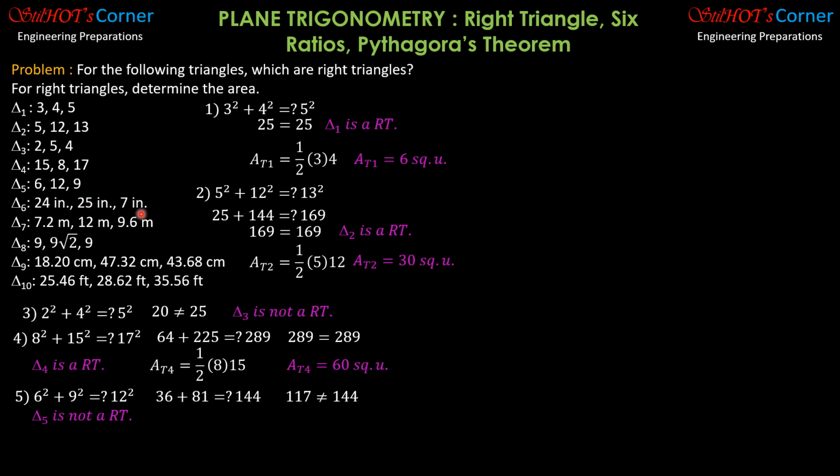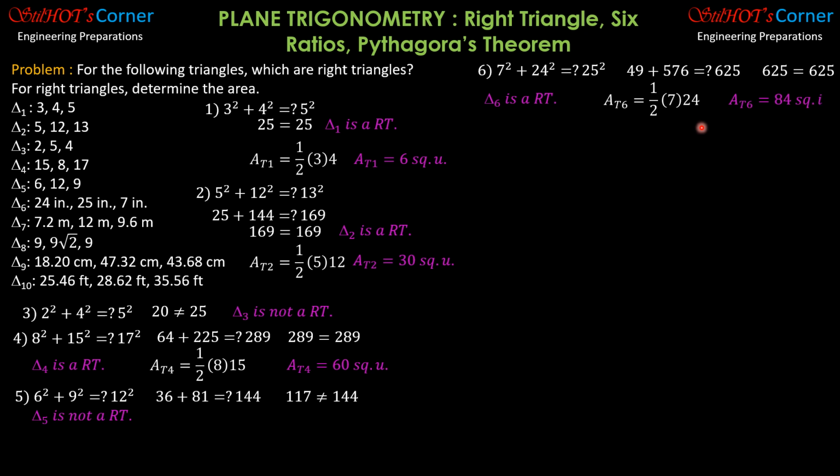Triangle 6, these proportions are familiar. 7 squared plus 24 squared, is it equal to 25 squared? 49 plus 576 is 625, and 25 squared is 625. 625 equals 625. Therefore, triangle 6 is a right triangle, and the area is 1/2 of 7 times 24. And that's equal to 84 square inches.